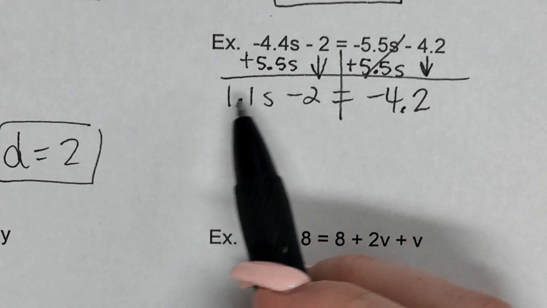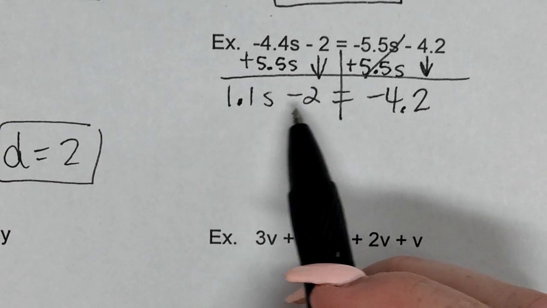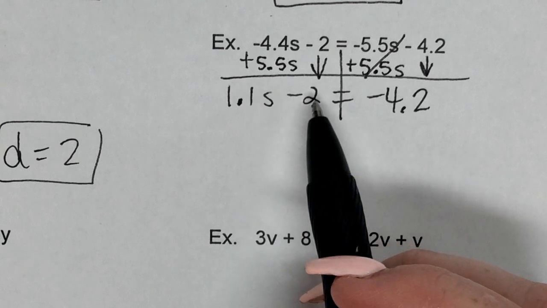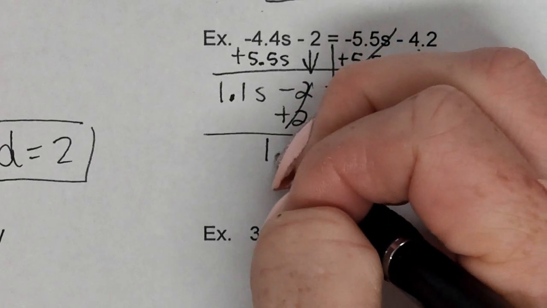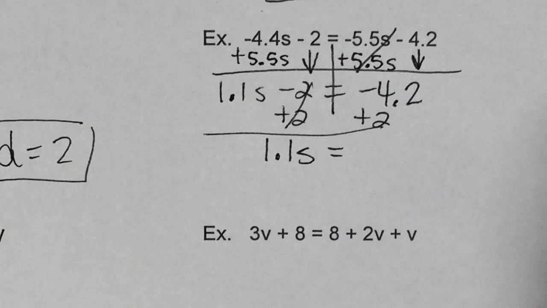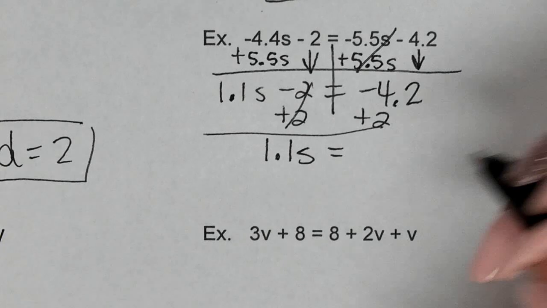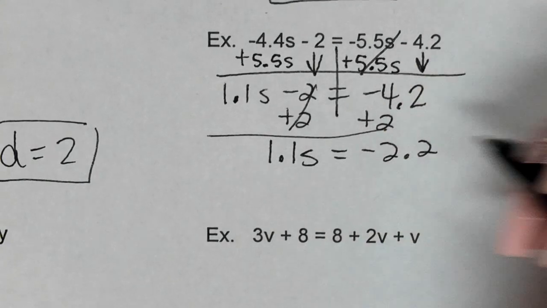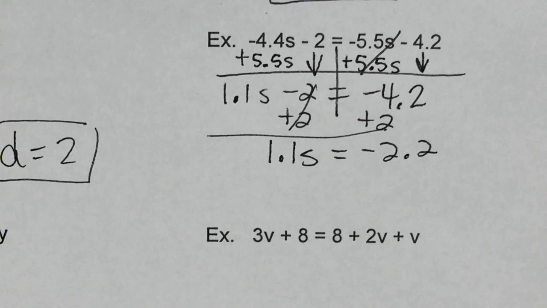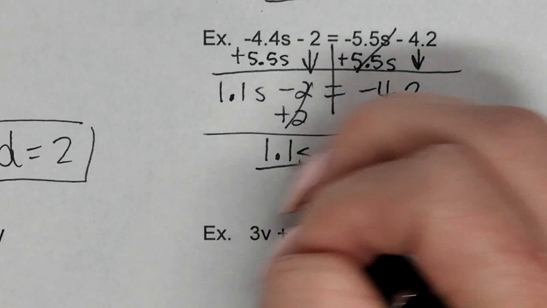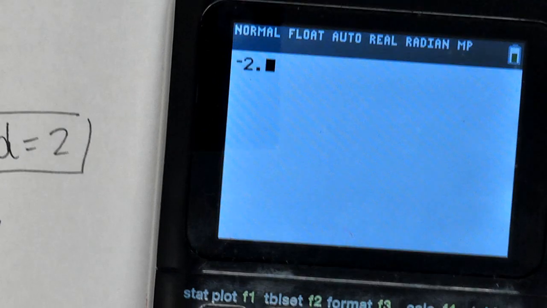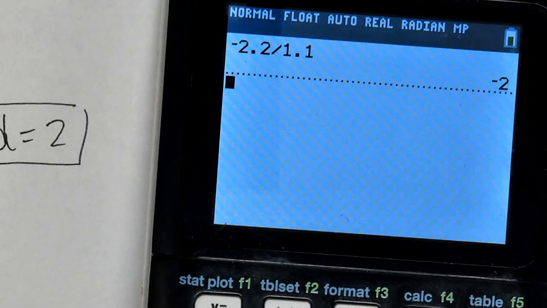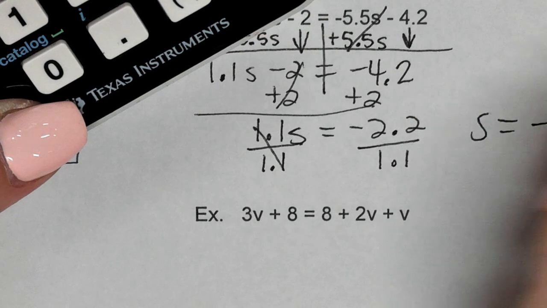Okay, I have a coefficient and a constant. Which one do I get rid of first? How do I get rid of a minus 2? Plus 2. So I have 1.1s equals negative 4.2 plus 2 is negative 2.2. How do I get rid of the coefficient? Divide. So negative 2.2 divided by 1.1 is negative 2. So S equals negative 2.